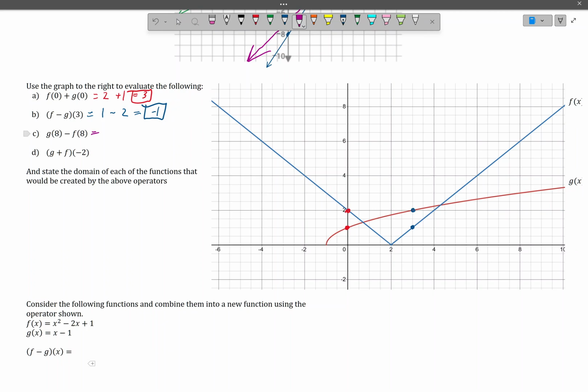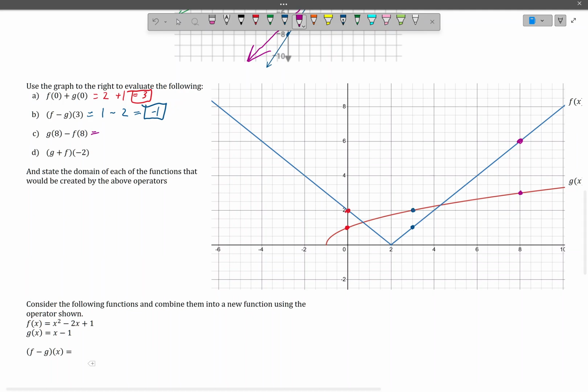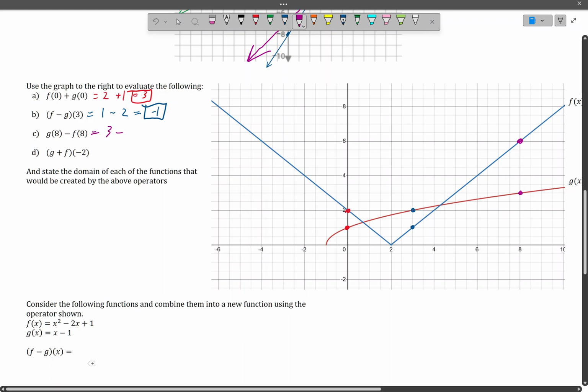Okay, the next one's at 8. So here and here. And we are doing g first in this case. So it's going to be 3 minus 6. So it is -3.